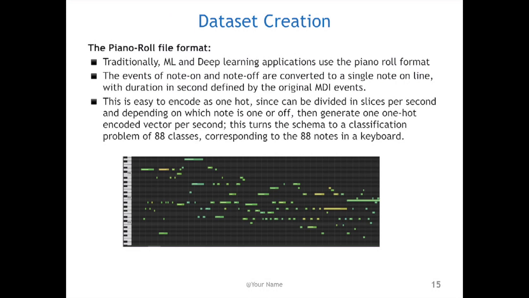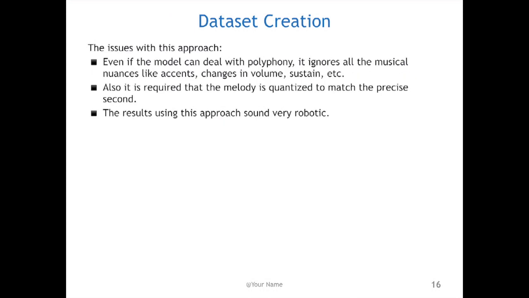This basically turns the schema into a classification problem of 88 classes, which correspond to the 88 notes in a keyboard. The issue with this approach is that even if the model can deal with polyphony, it ignores all the musical nuances, like accents, changes in volume, sustain, etc. Also, it is required that the melody is quantized to match the precise second. And the results using this approach sound very robotic.